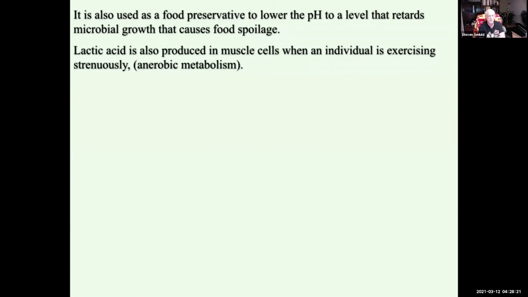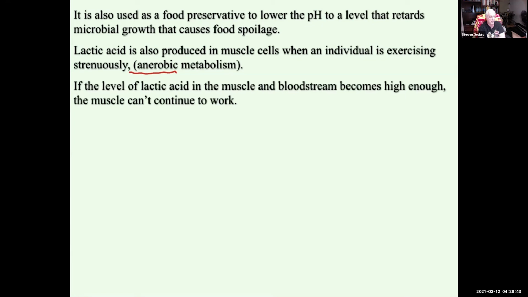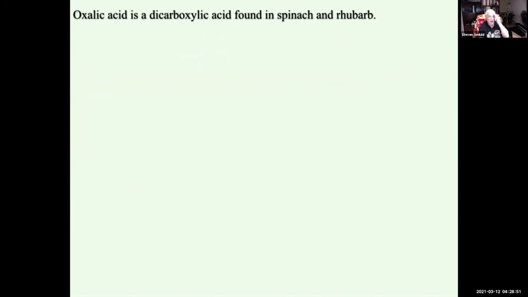Lactic acid is also produced in muscle cells, like we talked about. When you're exercising strenuously, you do what's called anaerobic metabolism. Metabolism, the breaking down of glucose to provide energy, ATP, for muscle, without the presence of oxygen, because you use it all up. Once you do that, the byproduct is lactic acid, and that's what causes muscles to shut down. If the level of lactic acid in the muscle and bloodstream becomes high enough, the muscle cannot continue to work, and that's hitting the wall. That's when you stop.